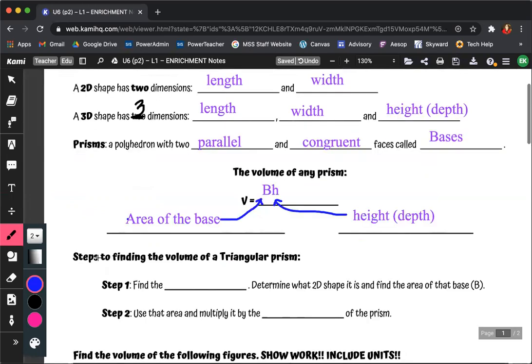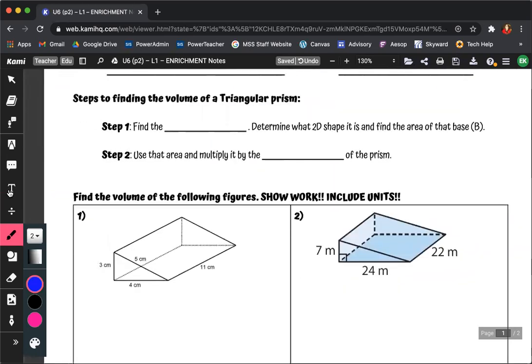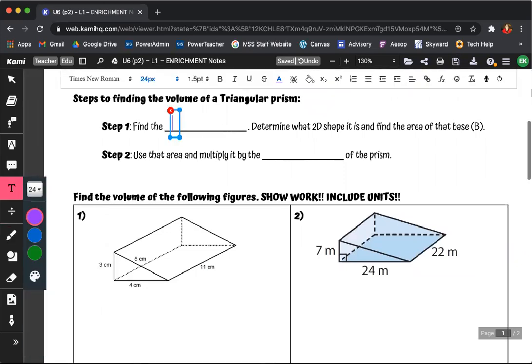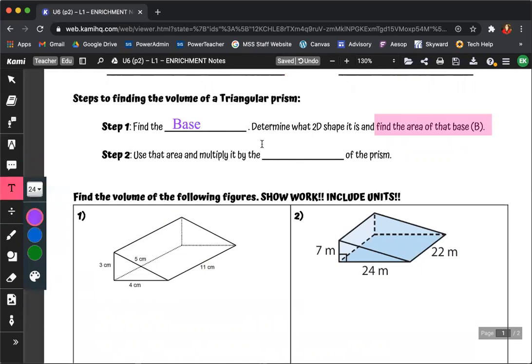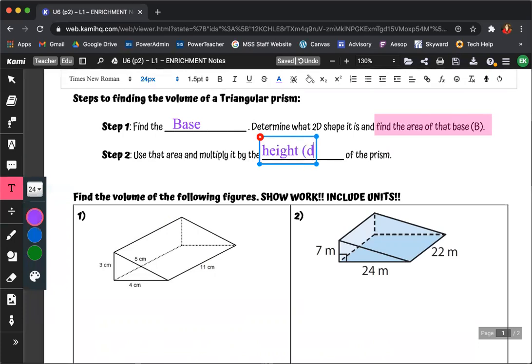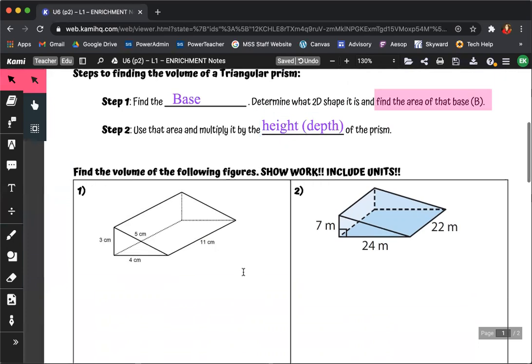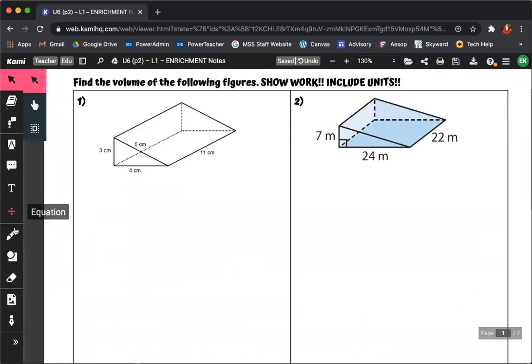So steps to finding the volume of a triangular prism. First thing is we are going to find the base, determine what 2D shape it is, and then find the area of that base. And then we use that area and multiply it by the height or depth of the prism. So we know that we are dealing with triangular prisms, so we should know that the base is going to be a triangle.